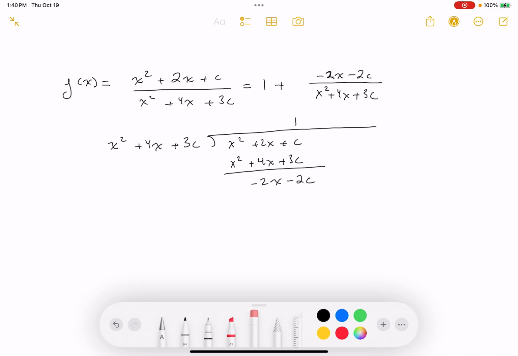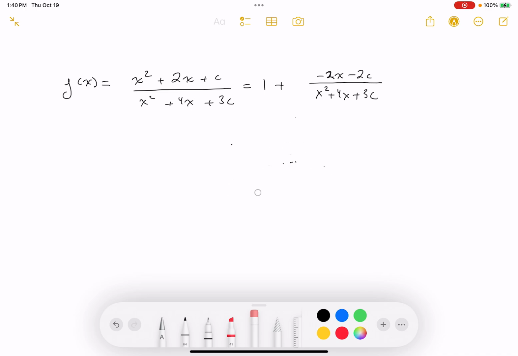Let me erase the long division. I'm kind of done with that. And what I want to do is just look at this thing, and I start to realize that if I looked at the limit as x goes to infinity, there is an asymptote of 1. But they want all real numbers. They want this to cover everything. Right now I've got it going towards 1.